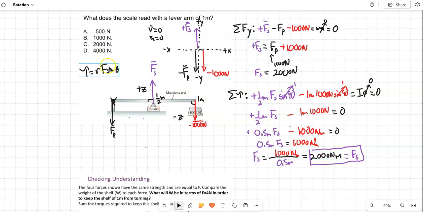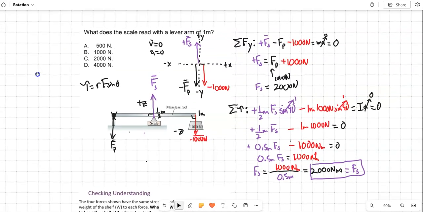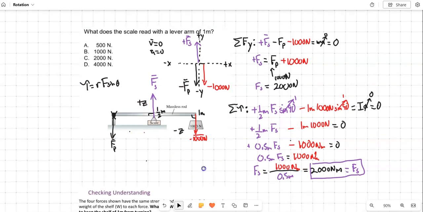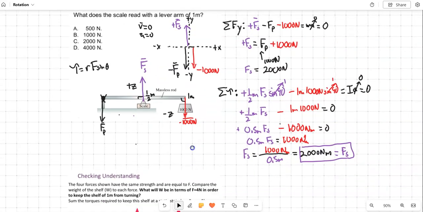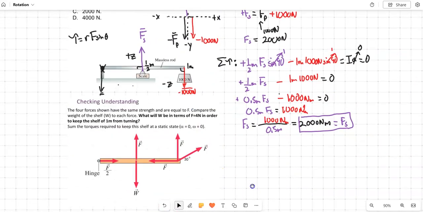But I wanted to do this problem to take you through the process that we're going to do on all of our statics problems. And this process is going to carry through for dynamics, which is in 5.3.2. Okay? Well, let's do some more problems.